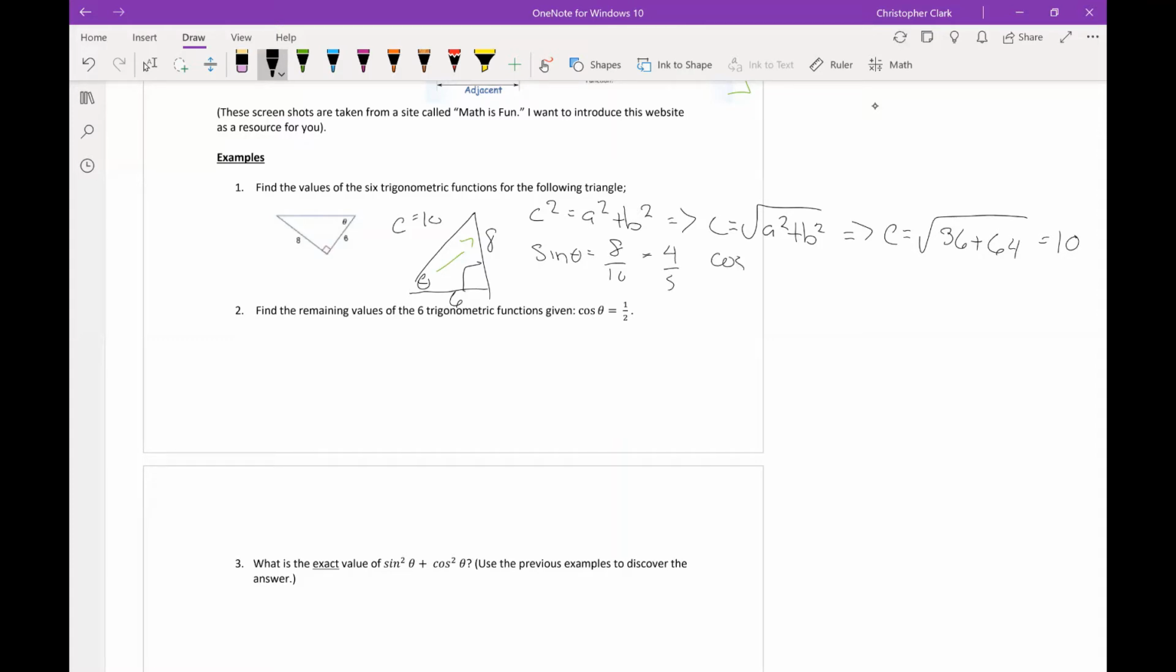We can do our cosine function. Cosine is the adjacent over the hypotenuse. So we have 6 over 10, which is equal to 3/5. We know that the tangent function is the opposite over the adjacent. So we have 8 over 6. We can divide both of them by 2, and we get 4/3.